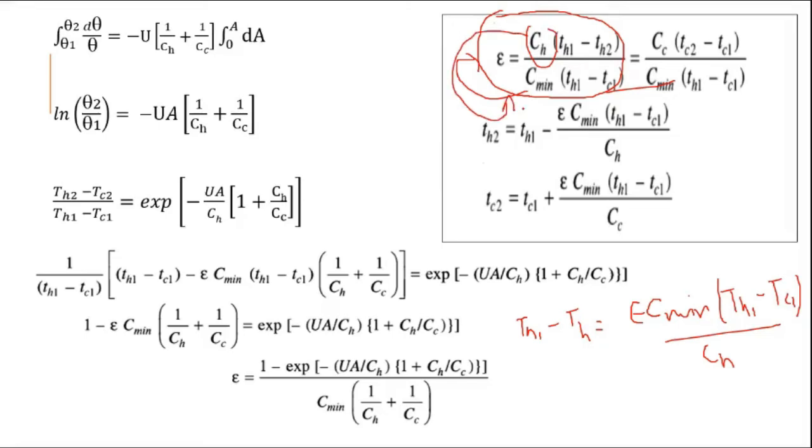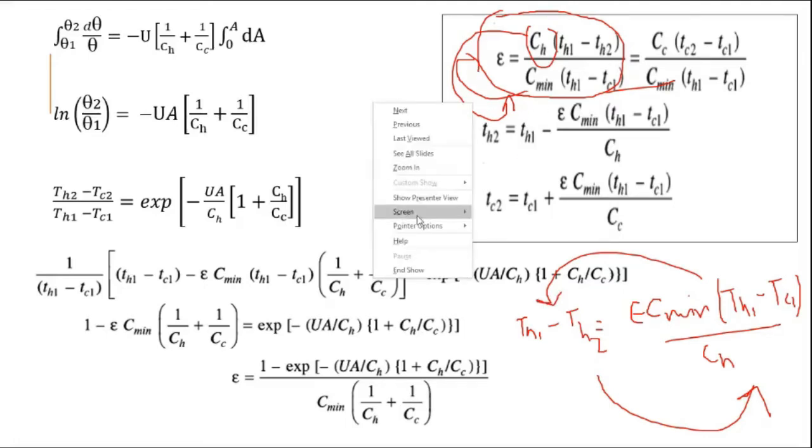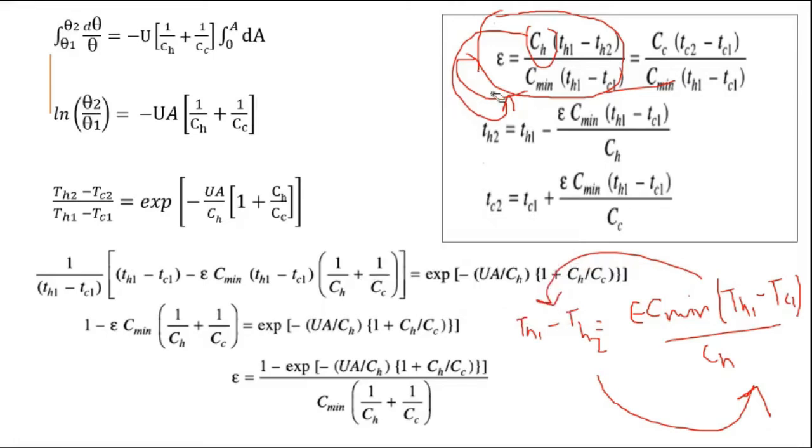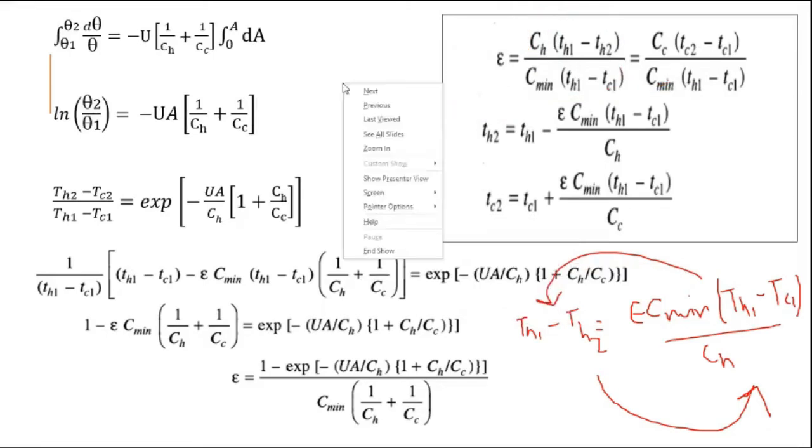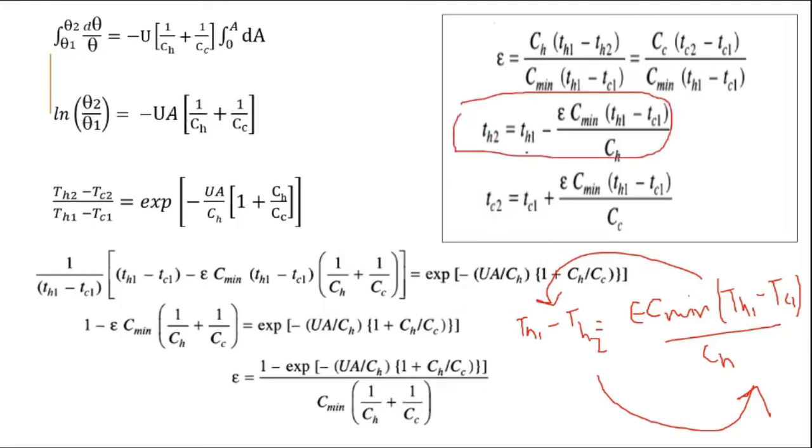Can we write like this? Yes or no? Yes, sir. Okay. So from here, if I want to find out the value of TS2, take this TS2 on this side and bring this term on the left hand side. So we will be getting that TS2 value is equal to TH1 minus epsilon multiplied by C min (TH1 minus TC1) divided by CH. This whole term comes on this side.